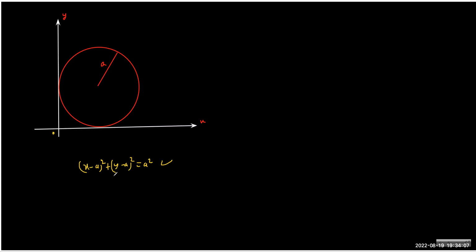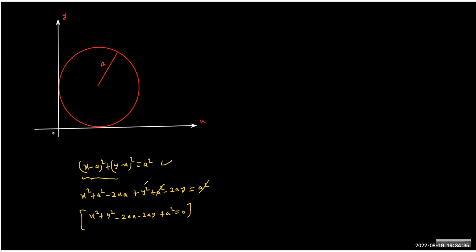And you can expand also to get a nicer view. x square plus a square minus 2xa, y square plus a square minus 2ay. And then you can see x square plus y square minus 2ax minus 2ay plus a square equals 0. That's also a way of writing, which is not as nice. This is easy. And that's the right answer. Very good.